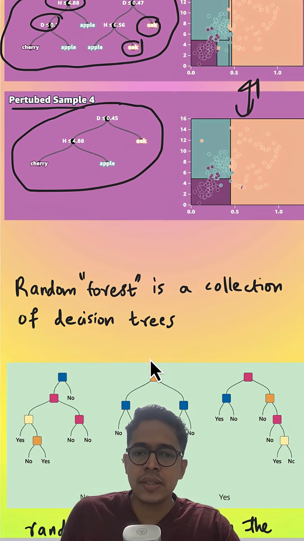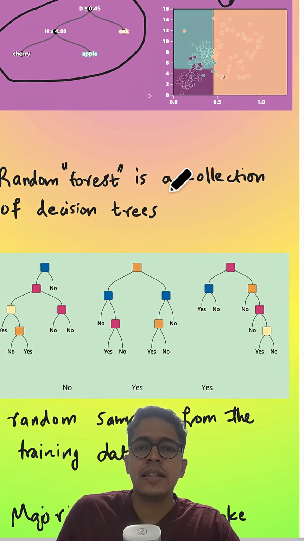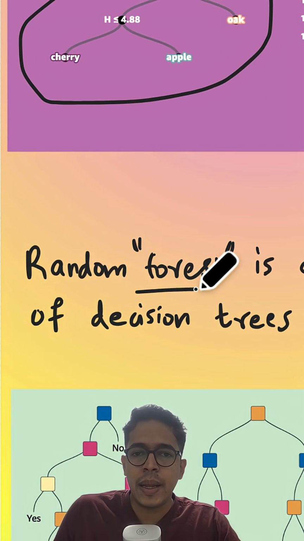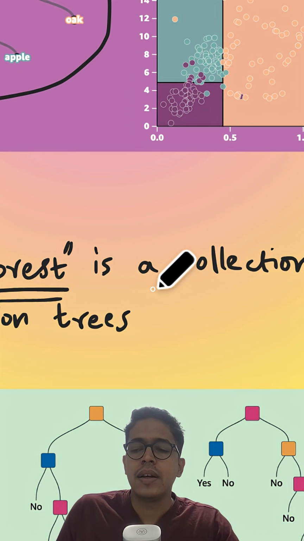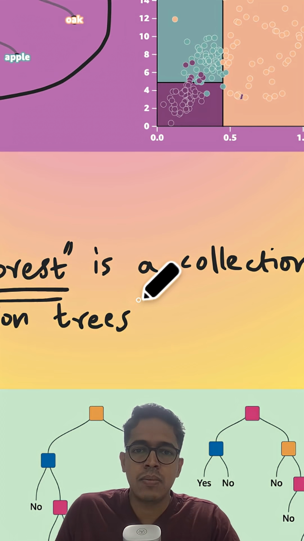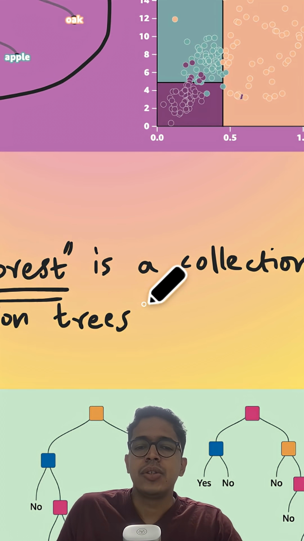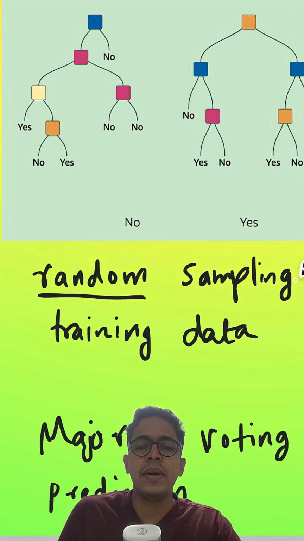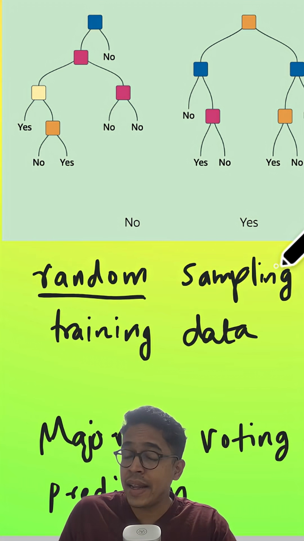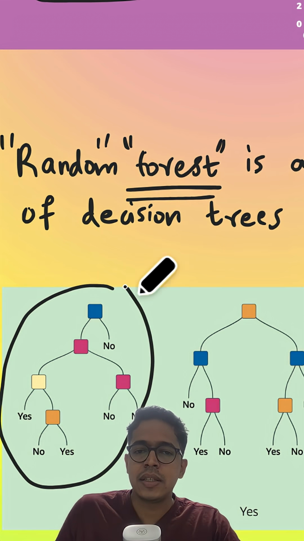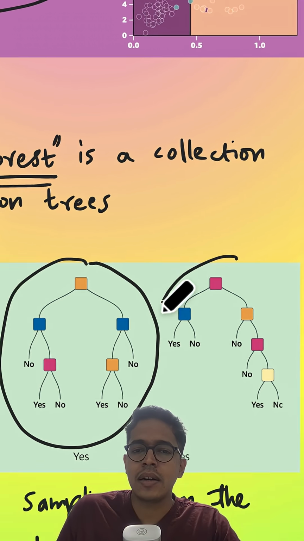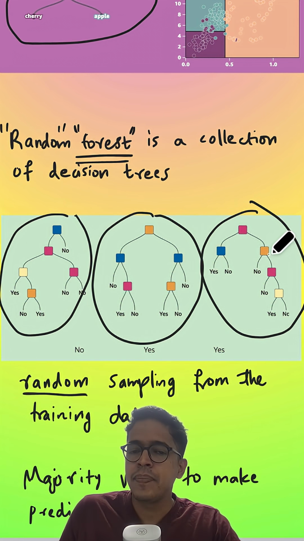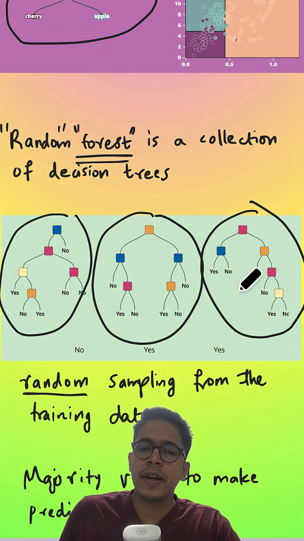So what is random forest? Random forest solves this problem by considering a collection of decision trees. So the name forest in random forest means it's a collection of decision trees, just like how trees construct a forest. Here, the word random also has a meaning. It means you are randomly sampling data from the training data to train individual decision trees. So these decision trees are seeing different subsets of input data, and each tree will make a slightly different prediction.